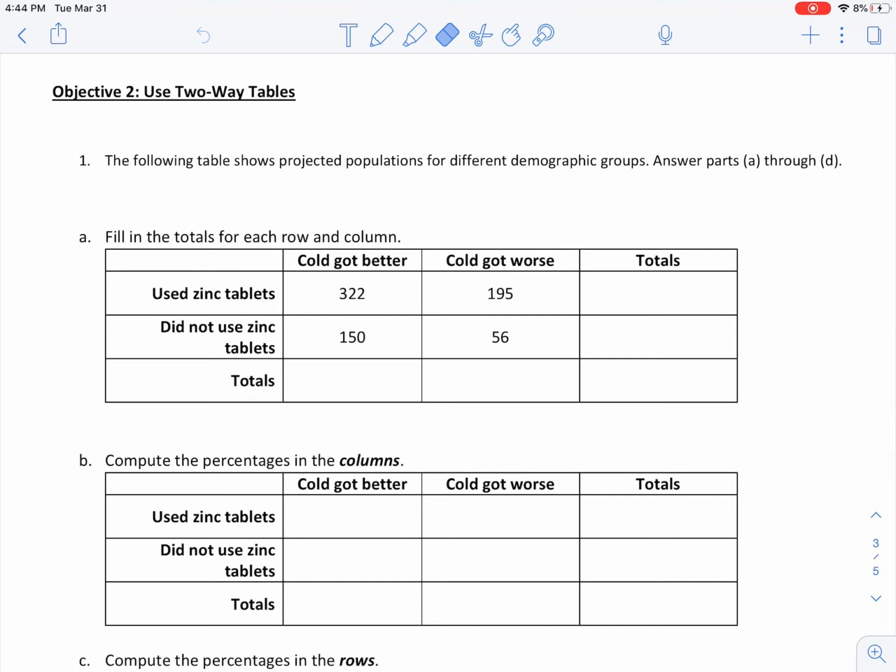Let's start with the first one. The following table shows projected population for different demographic groups. Parts A through D. Now the first one is going to be the easiest. Just fill in the totals for each row and column.